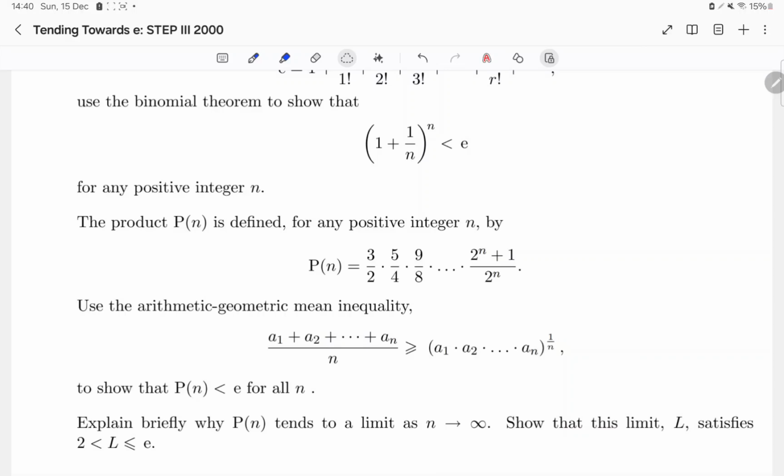Explain briefly why P of n tends to a limit as n tends towards infinity. Show that this limit L satisfies 2 less than L less than or equal to e. Pause the video to have a think, and once you're ready, restart to see if you were correct.